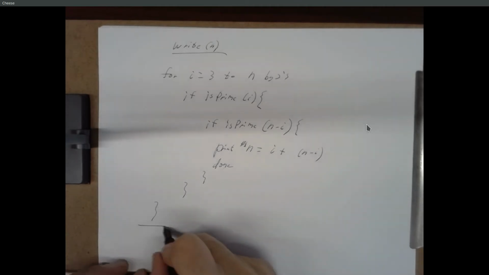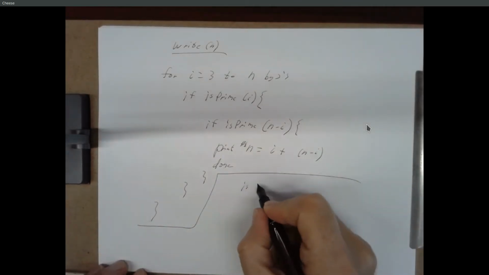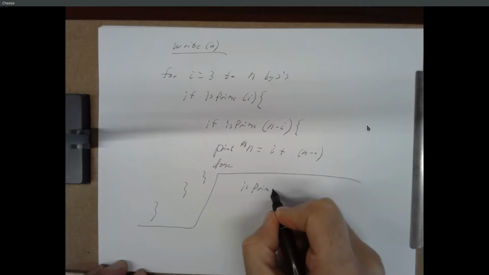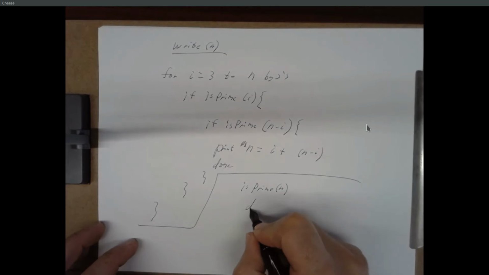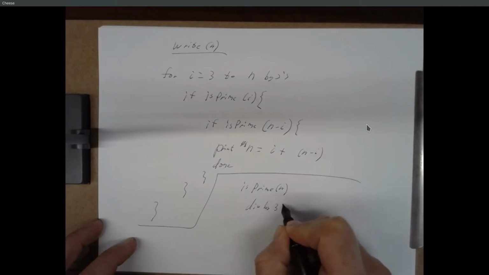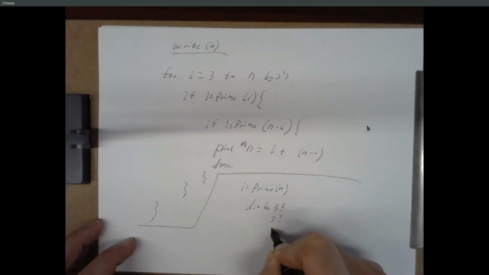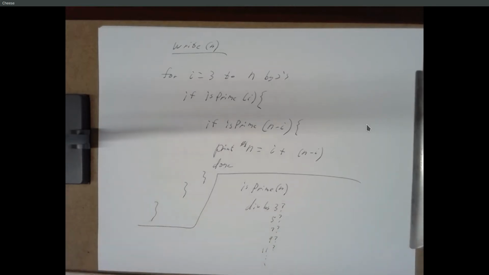And this business of checking to see if something is prime, so see if it's divisible by anything other than itself and 1. So is it divisible by 3? Is it divisible by 5? Is it divisible by 7? Is it divisible by 9 or 11, and so on? And you only have to go up to the square root of n.